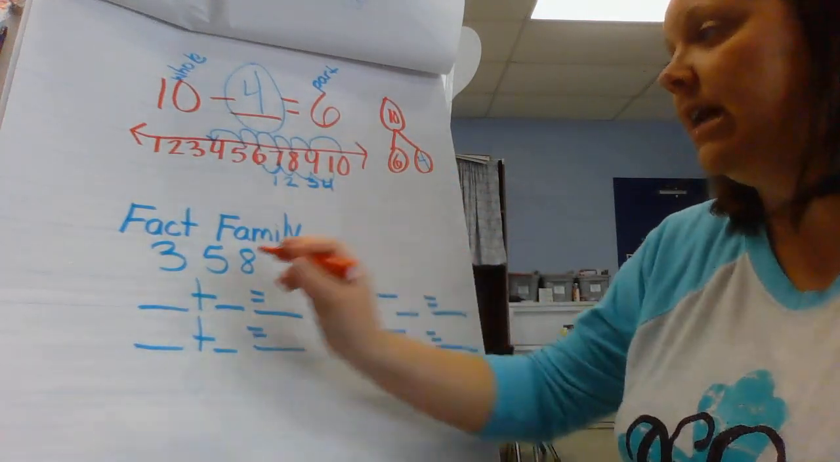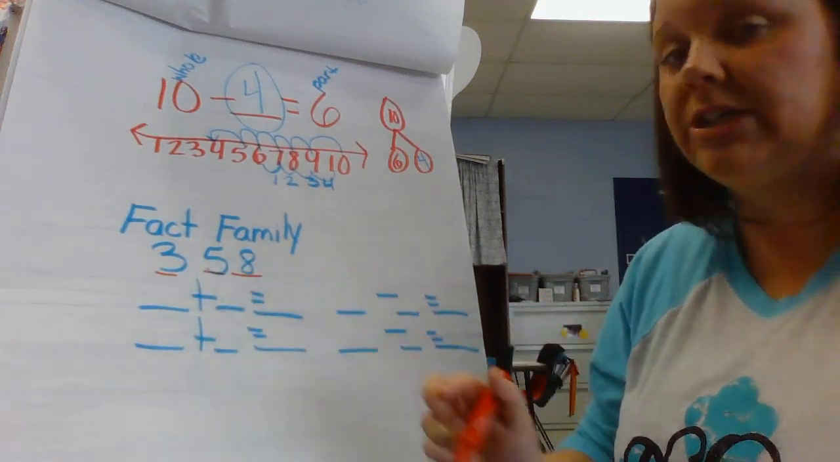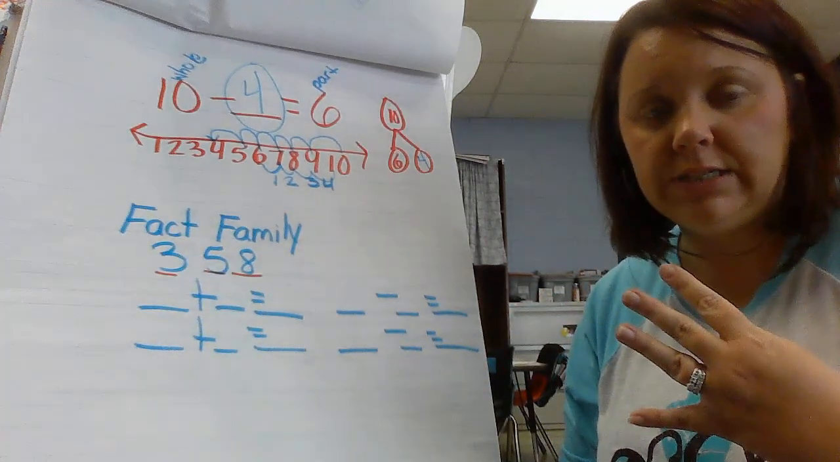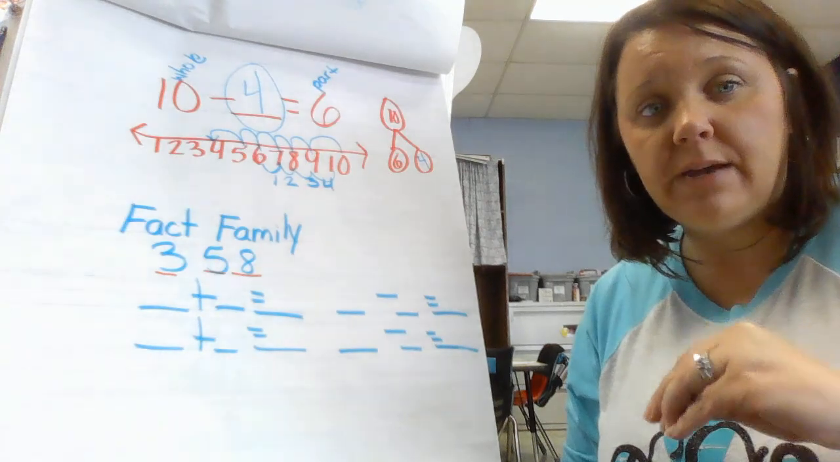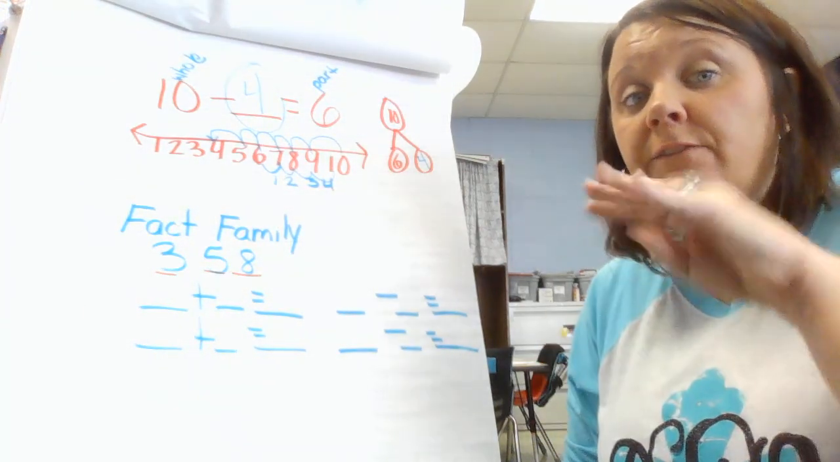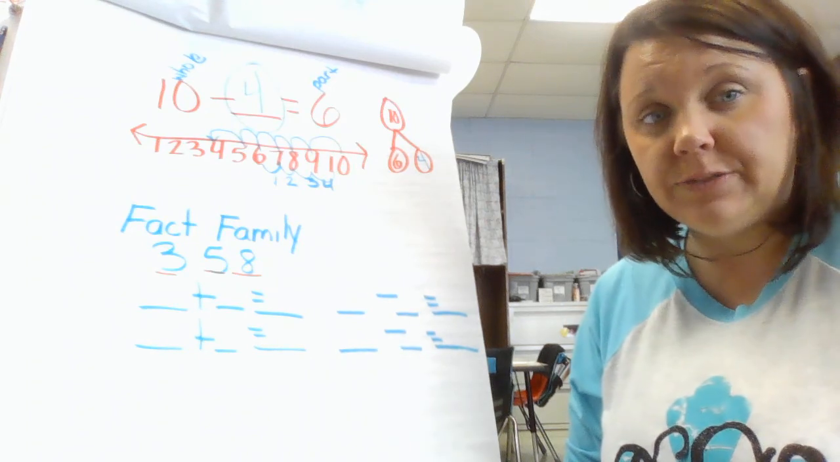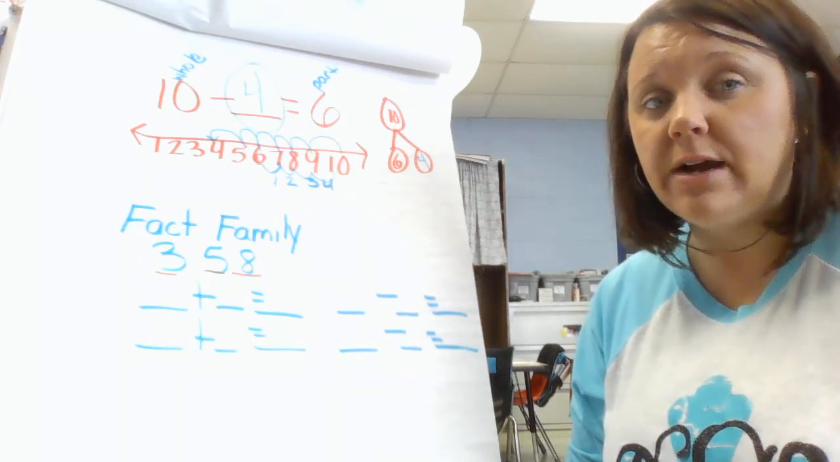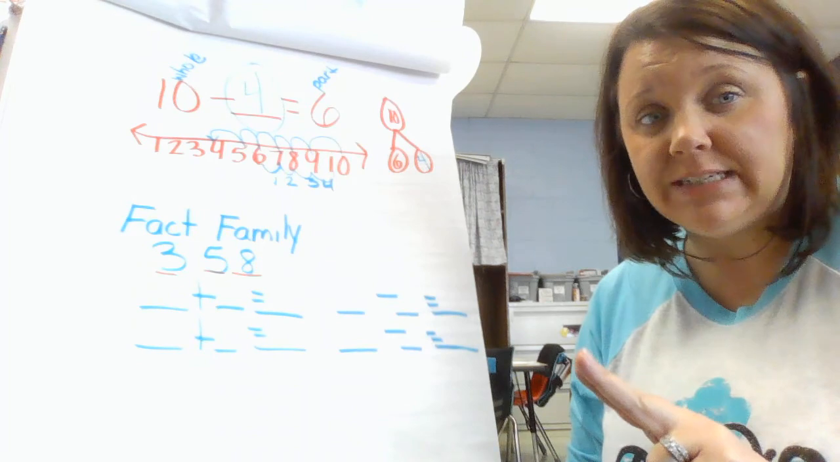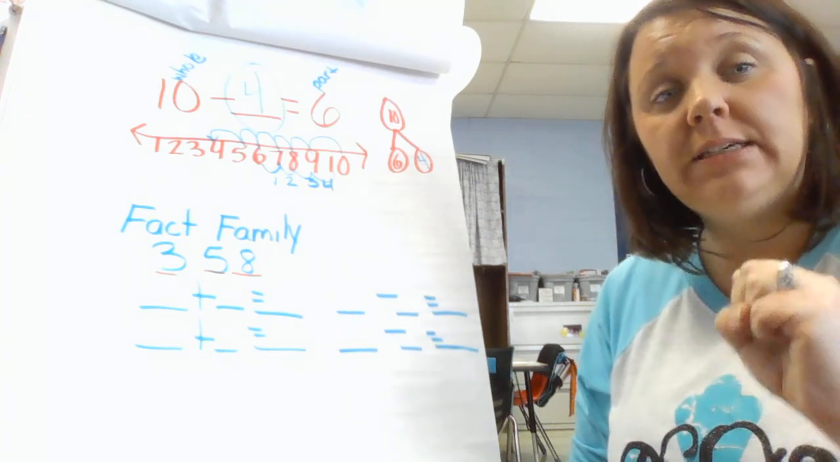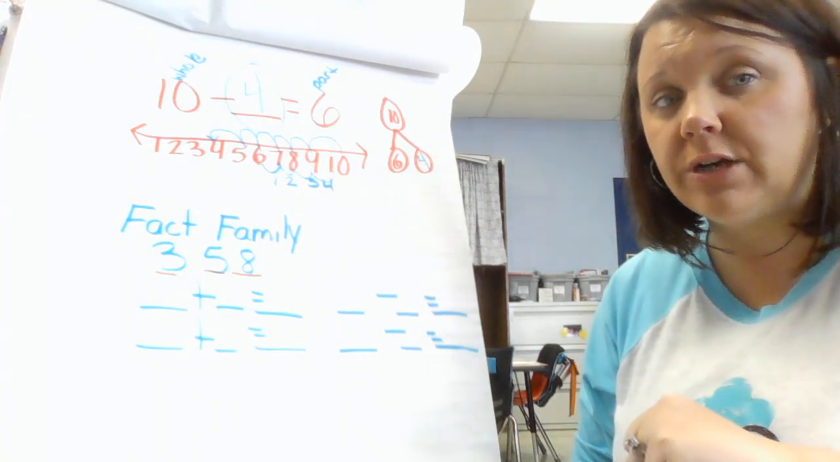So what we need to decide is we can use these 3 digits to produce 4 equations. A child should be able to find 4 equations using the same 3 digits: 2 addition, 2 subtraction. So if you have a pencil and paper right now, I want you to make 2 addition sentences first. Let's start with the addition first and then move to the subtraction.